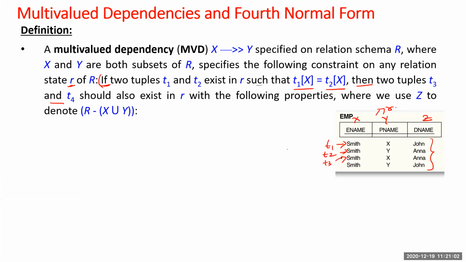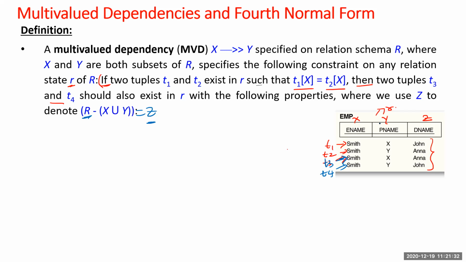Let me change the color for T3 and T4. The two other tuples, T3 and T4, should also exist in R with the following properties, where we use Z to denote what is my Z? R minus, what is my relation? X, Y, Z, E name, P name, and D name. This is equal to Z. What will be Z? R minus X union Y.